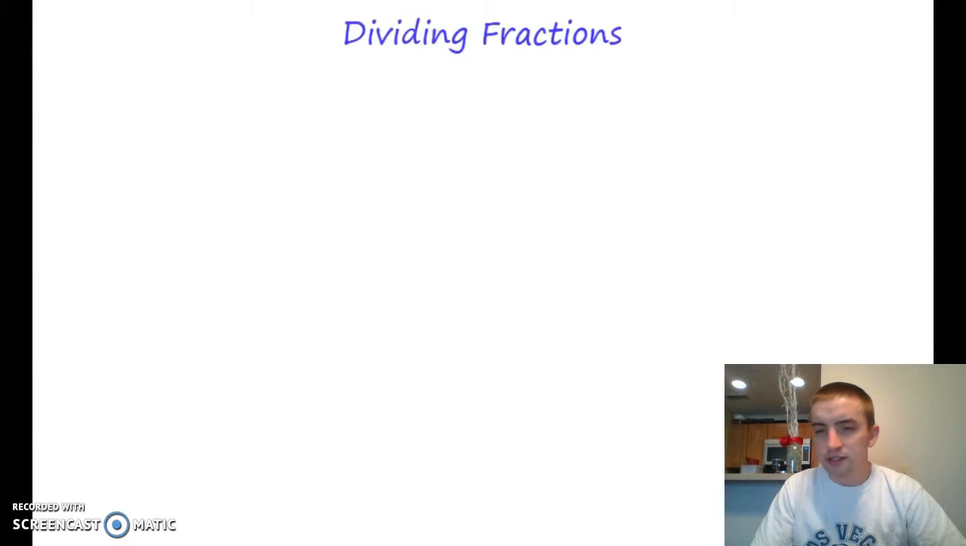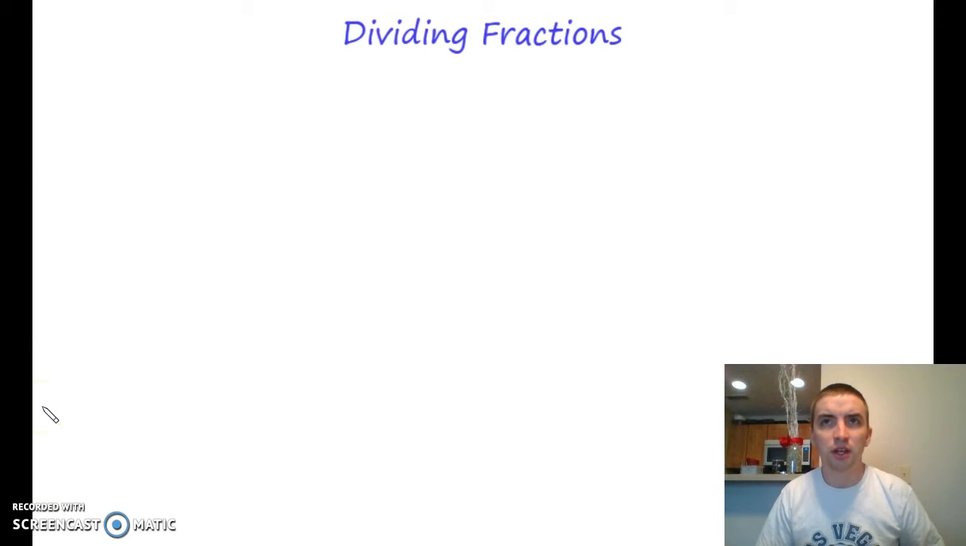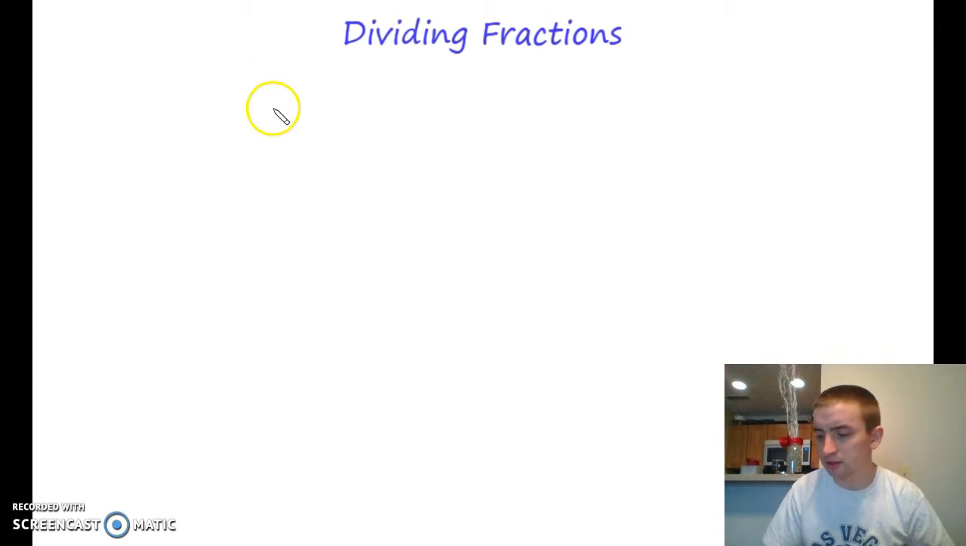Hey Explorers, today we are going to look at dividing fractions. Okay, and we're going to look at two ways we can do it. We can divide fractions if we have a common denominator, and then we will also look at the keep, switch, flip, where we switch the second fraction to the reciprocal.